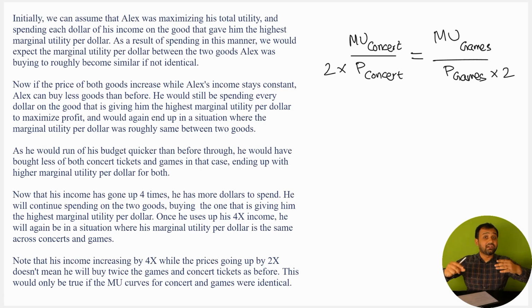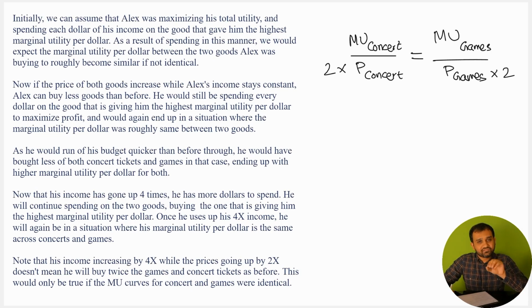Okay, so now as his marginal utility per dollar across concert tickets and console games, while they're higher, remember they would still be roughly equal to each other. The reason is no matter how much money you have, no matter what the prices are, you're spending every single dollar in that same way. And this idea that no matter what the prices are, no matter what the income is, your marginal utility per dollar will sort of equalize or stabilize is one of the insights of this entire exercise.